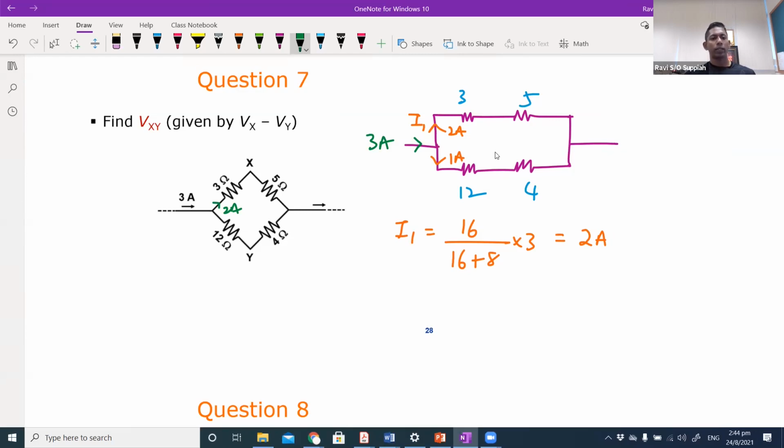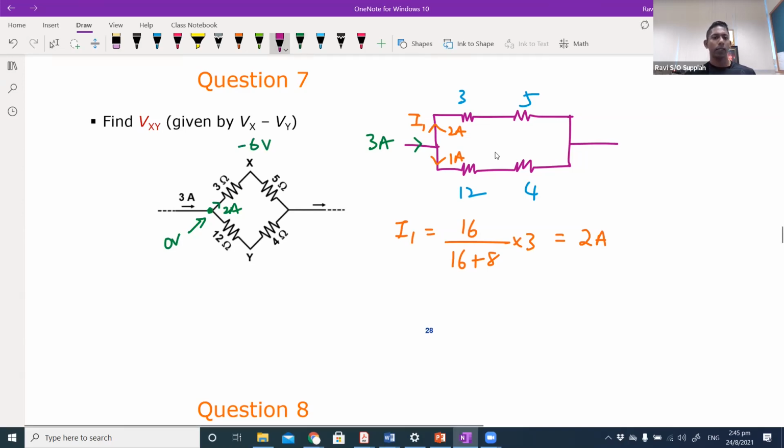So what is this reference voltage? We do not know. This reference point, this voltage, we do not know. But let's just say this is 0 volt, just for simplicity's sake, or any volt. What I know is, after it passed through this 3 ohm resistor, it would have dropped by 6 volts, because 2 ampere is going through a 3 ohm resistor. So over here, I would have dropped by 6 volts.